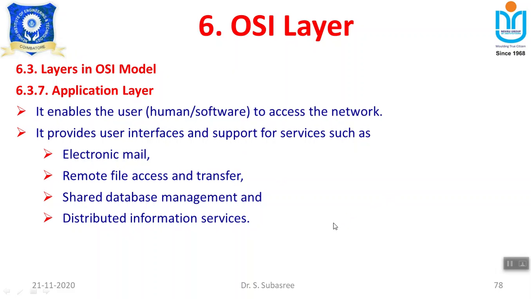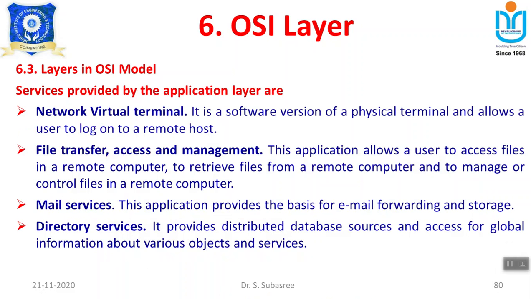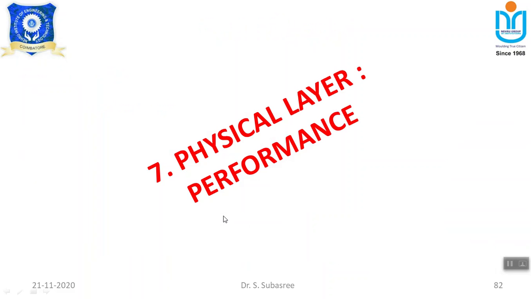There are different types of application layer. Email is there, remote file access, shared databases, distributed information. All are coming under application layer services. And this is the summary about OSI layer, the responsibility. You can see right before exam, you just see this one so that you can understand what is the responsibility of each and every layer.